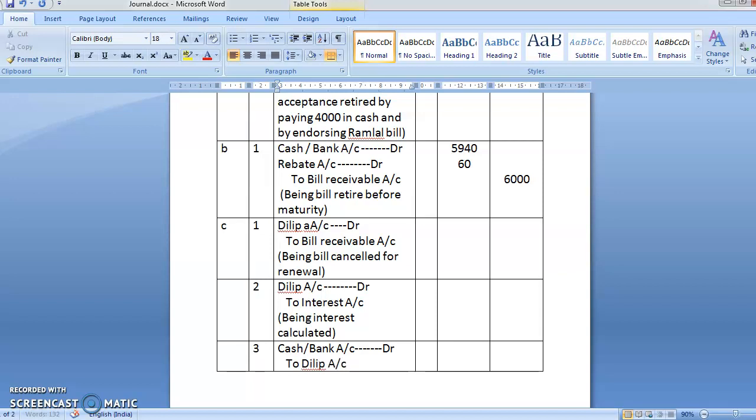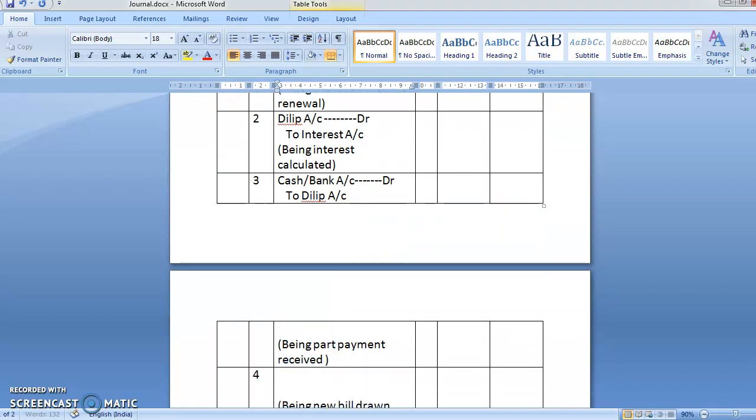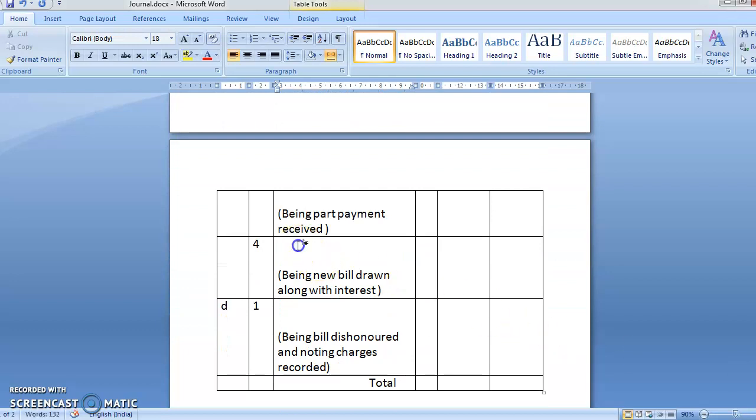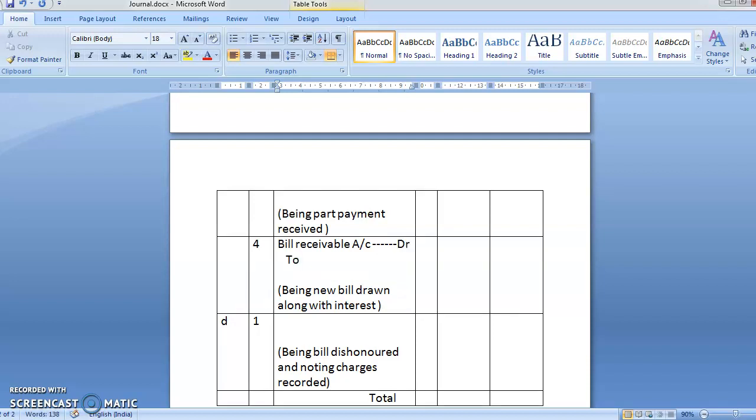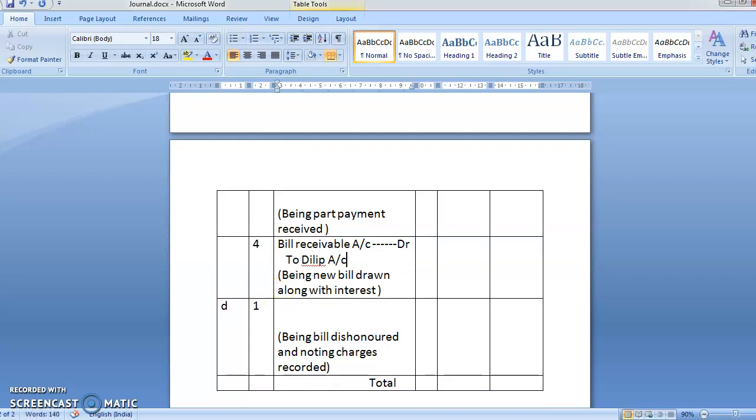And last but not the least, is your new bill entry. Yes, what is your new bill entry? Bill receivable account debit. Who is giving you the bill? Dilip. So to Dilip account. ओके सी यहाँ पे आपको सोचना ही नहीं है, 4 एंट्री कंपलसरी पास कर देनी है.